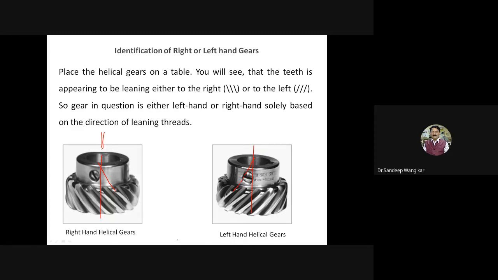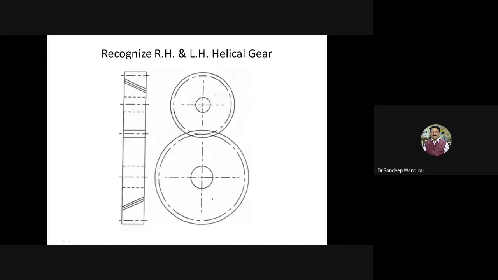So this is the generalized thing. There are two methods. If I put a gear down and it appears to lean to the right, teeth towards right, or teeth towards left, that is one way. And if I draw a center line and extend the teeth, then we see on which hand the teeth intersect the axis. This I take from my right hand, and this I call left hand. So this is one of the very basic things about identification.